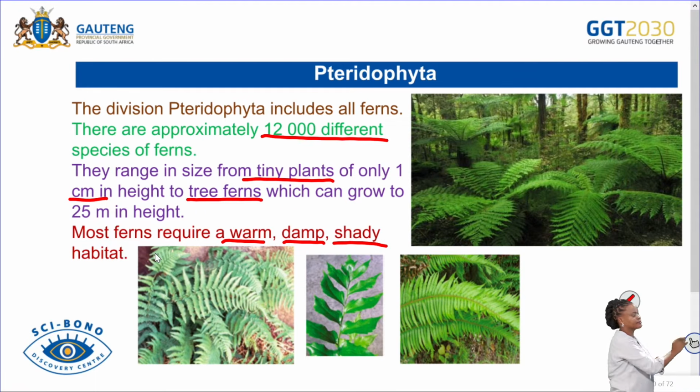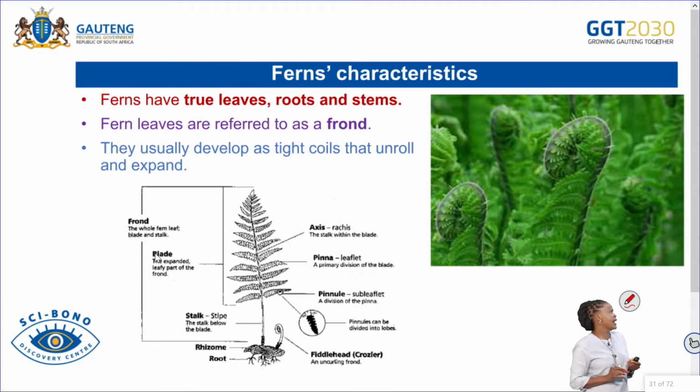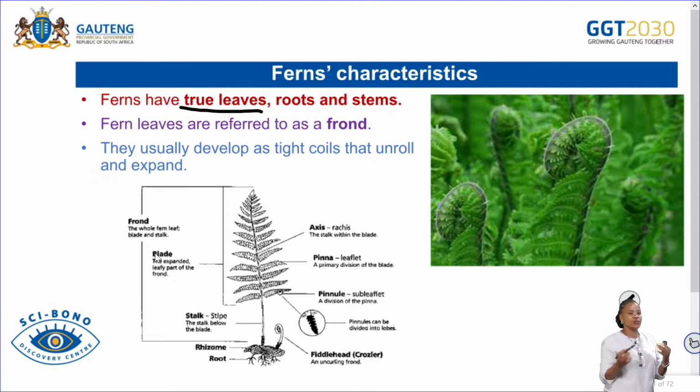So these are different species of ferns. Now, ferns usually have true roots, true stems, and true leaves. In other words, ferns are not thallus. We cannot regard them as thallus because they've got true roots, true stems, and true leaves. And then ferns' leaves are referred to as frond.